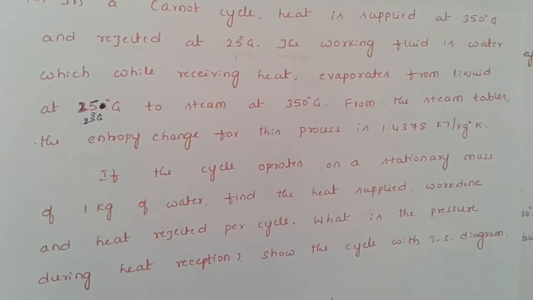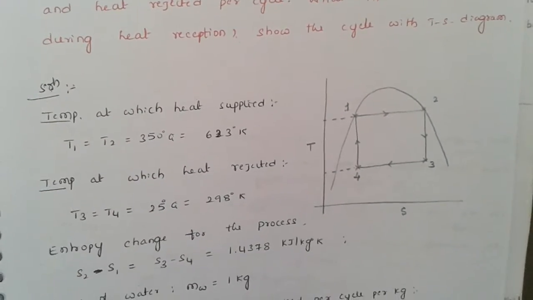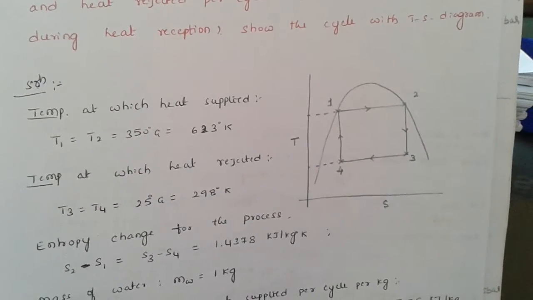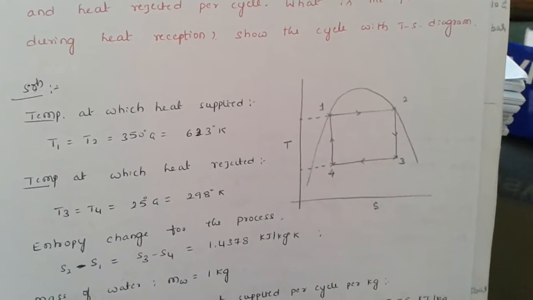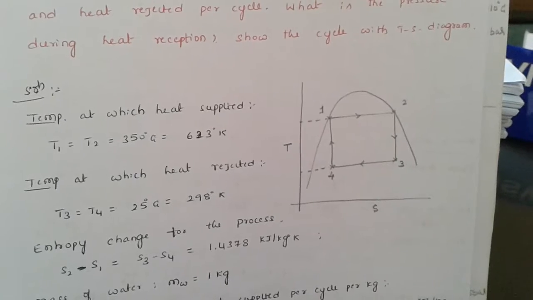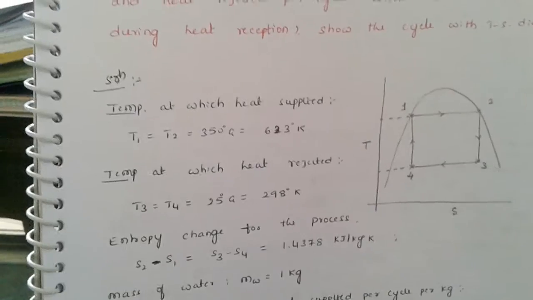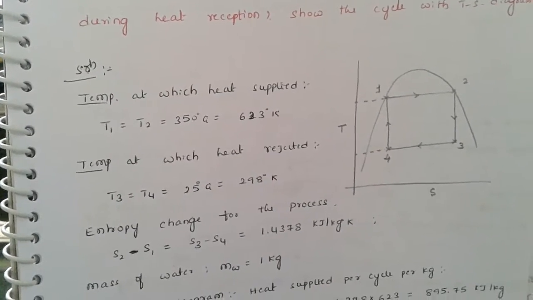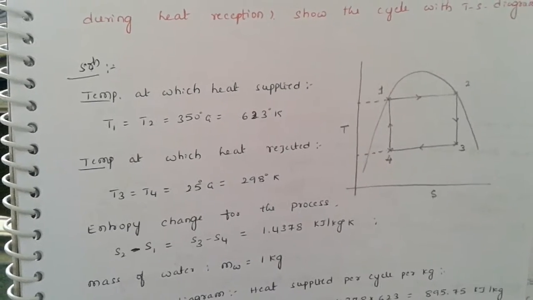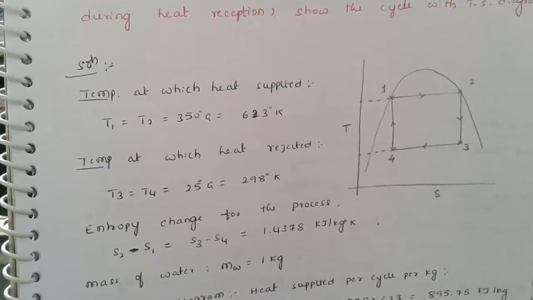For this Carnot cycle we have to draw the TS diagram. All the states should be in dry saturated condition, so points 1 and 2 will be the saturation points at dry saturated condition. As per the temperature at which heat is supplied, T1 is equal to T2, the isothermal heat addition process, that is 350 degrees centigrade, which becomes 623 degrees Kelvin.